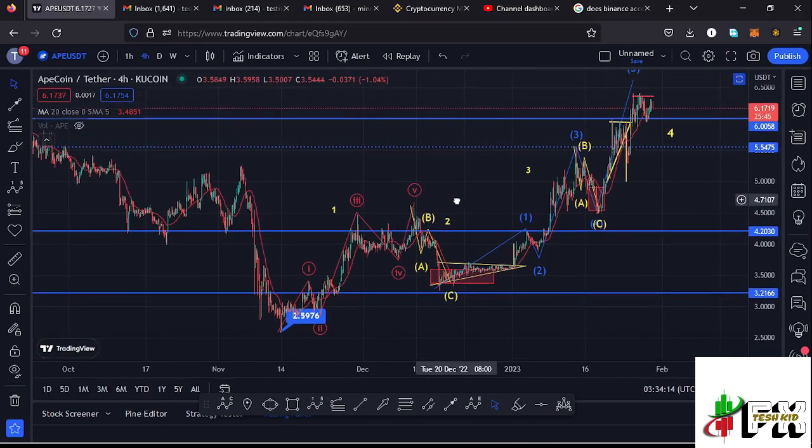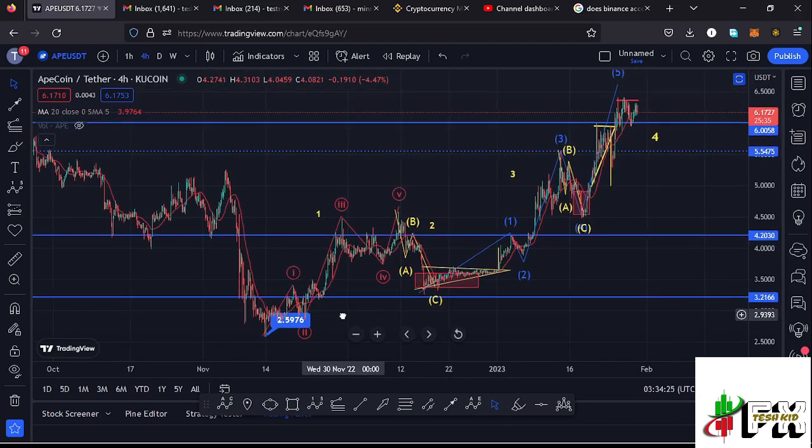Allow me to first give you a recap of what has been happening. Apecoin made its low at around the $2.5976 mark, and we started a very nice bounce to the upside in a move that had been obeying the ED12 structures. You can see I have this ED12 structure in red, with the wave 5 making its peak at around the $4.6 mark and completing the formation of that first wave to the upside.